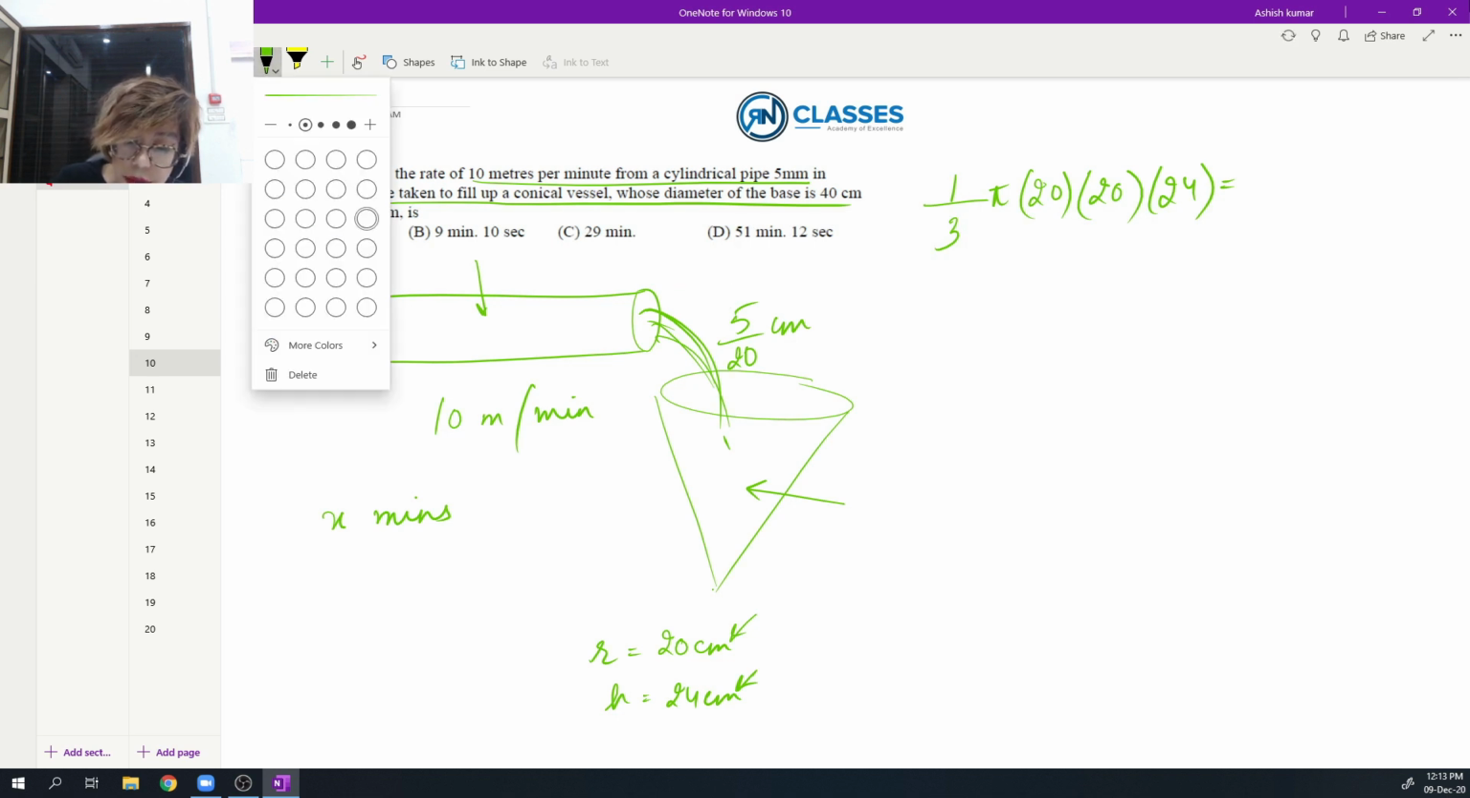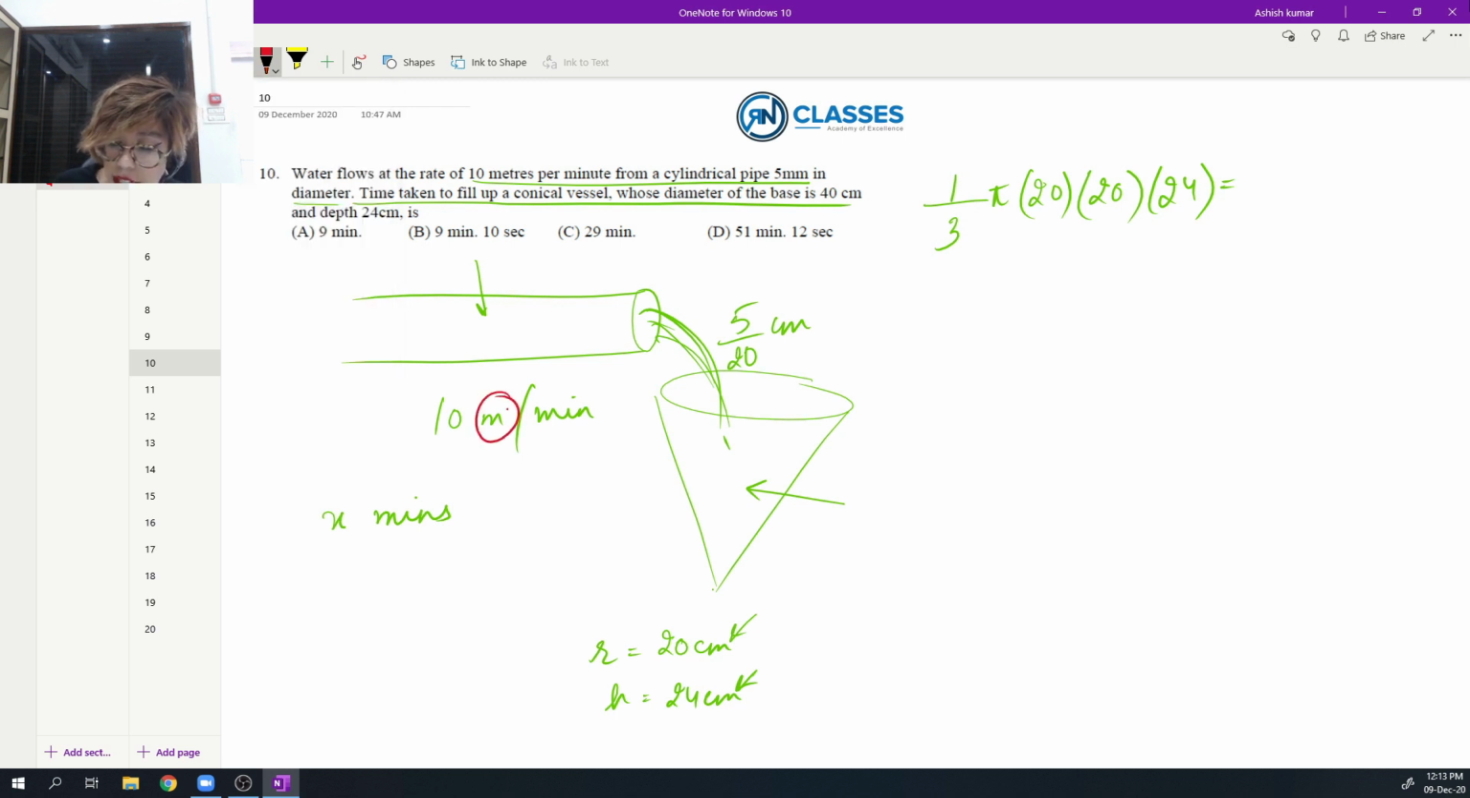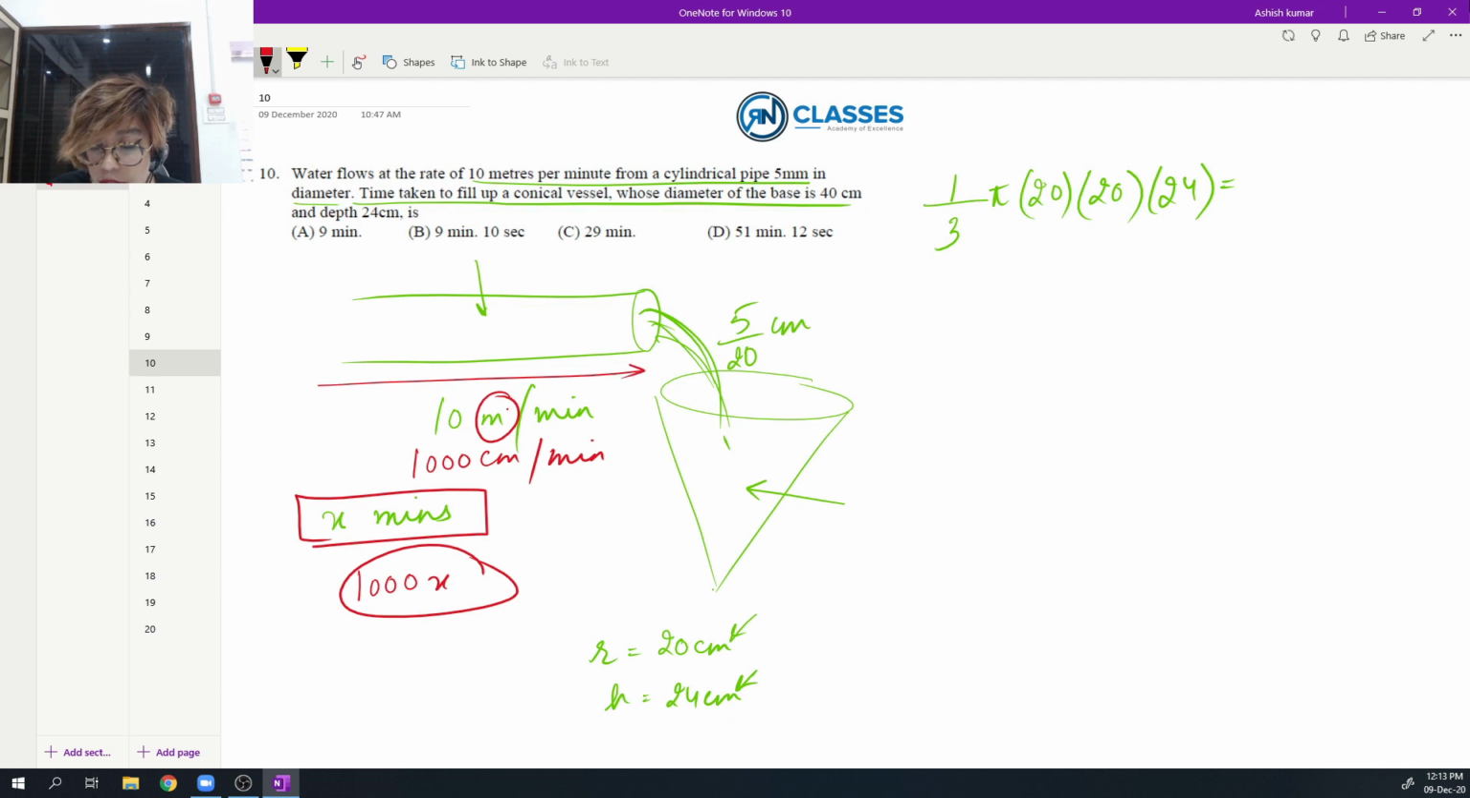Okay, so now let's change this as well. Here it is meter, so let's change meter into centimeter. So that is 1000 centimeter per minute, right? Now I assumed that it is flowing for x minutes. That means the length of the water which will flow will be 1000x. So basically the height of the cylinder will be 1000x. Cool. So let's find the volume of the cylinder.